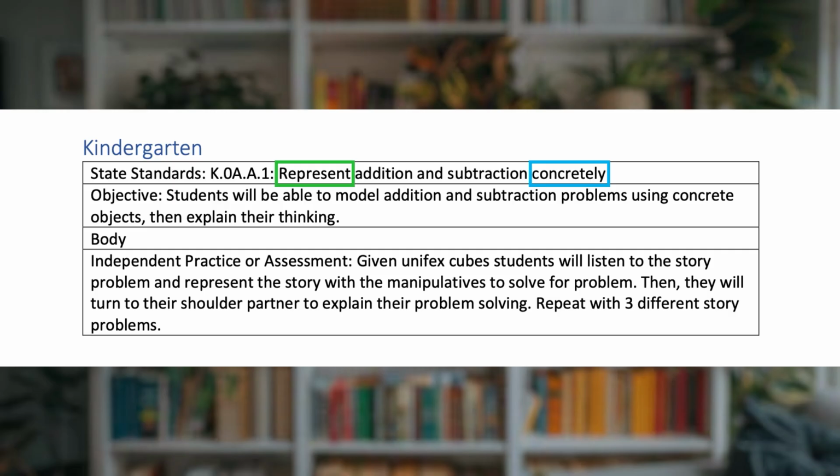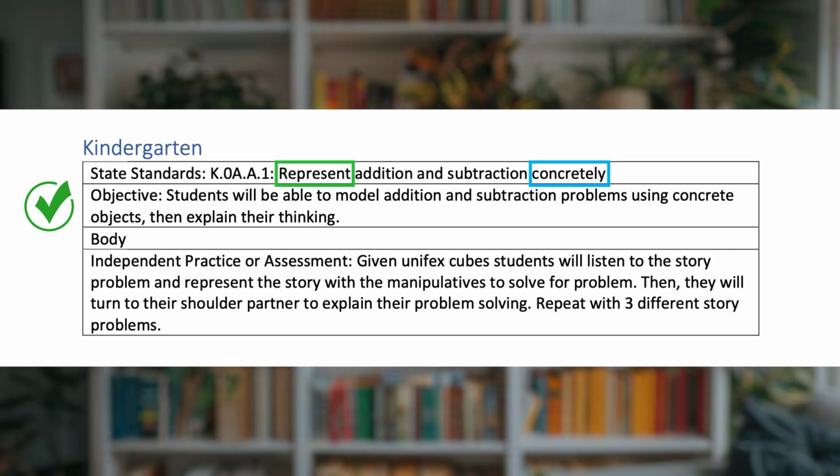And this shows alignment because when you have the word represent in your standard, that means that they have to represent addition and subtraction, not just explain it, but be able to show you that. So using that word model in the objective is a clear alignment. Finally, what is our assessment? Our assessment is that given Unifix cubes or some sort of concrete manipulative, students will be able to listen to a story problem and represent that story problem with manipulatives and solve. Then I would ask them to turn to their shoulder partner and explain their problem solving.